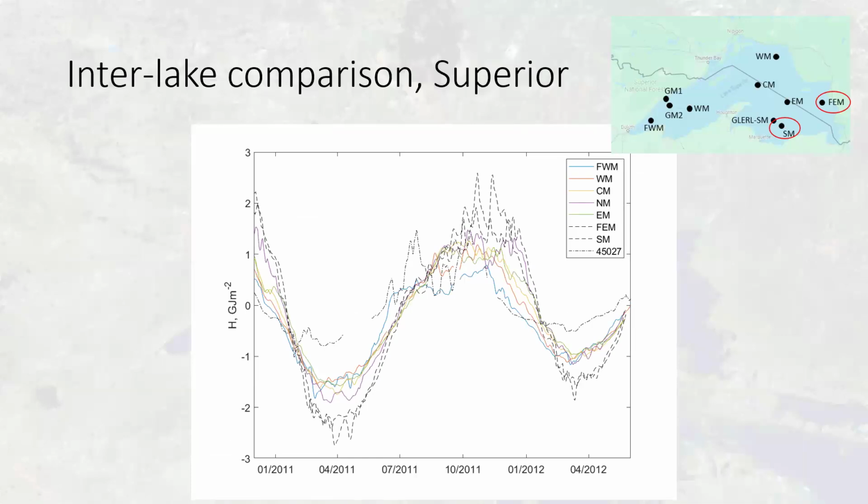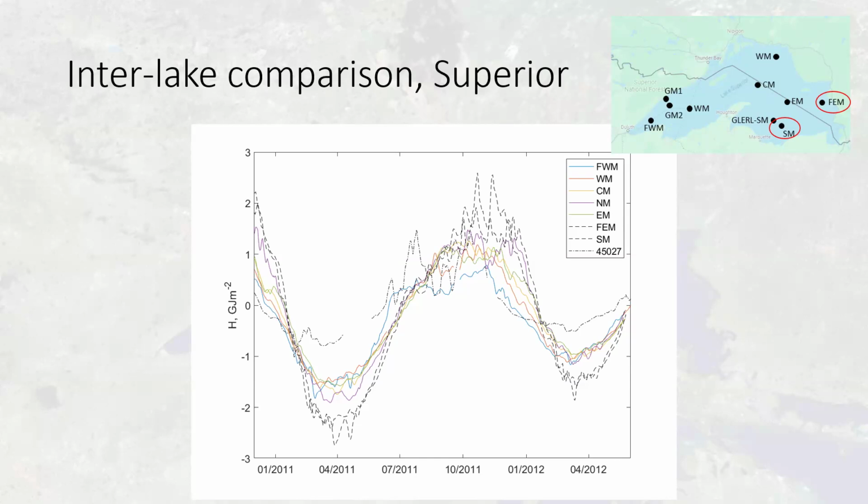Doing an interlake comparison in Superior, in 2011 and 2012, we had 7, 8 moorings deployed all at the same time. Probably the biggest in 2 winters across the Great Lakes ever, as far as having instrumentation in the water.